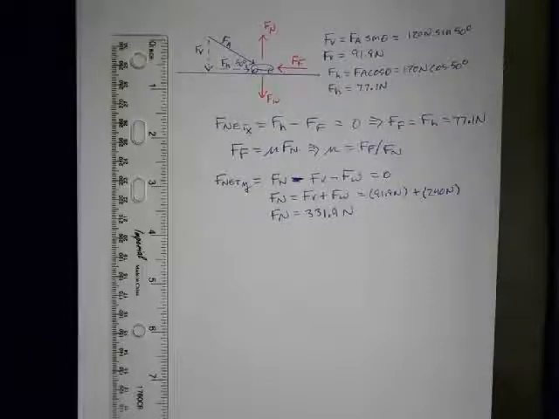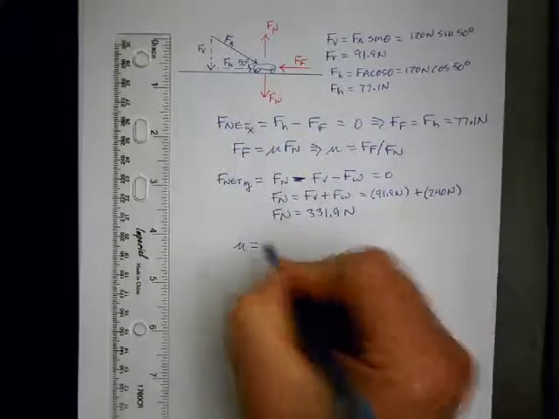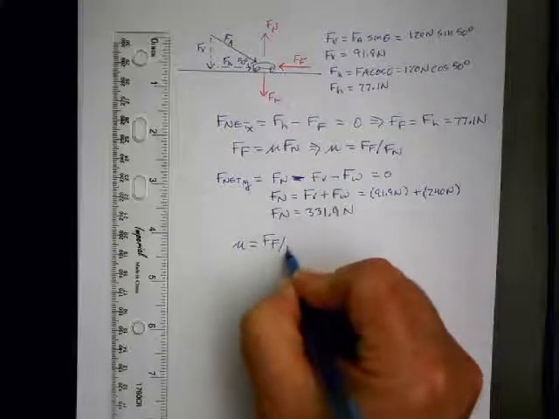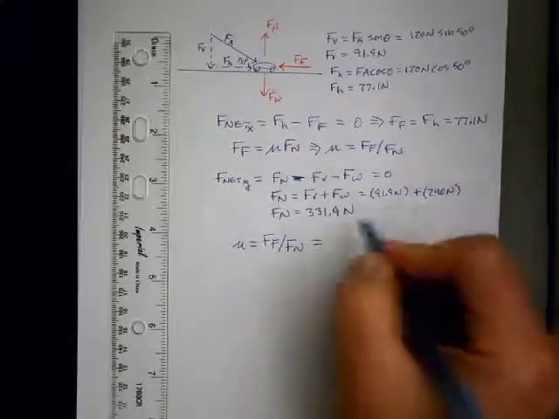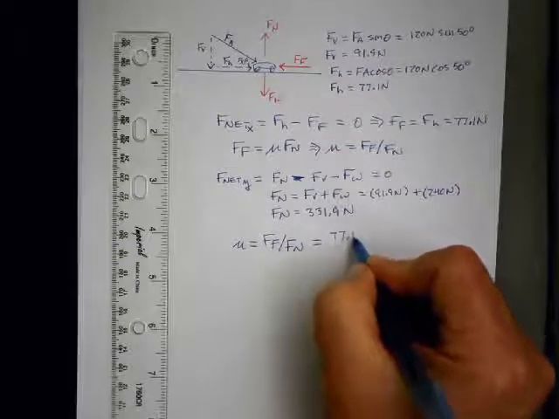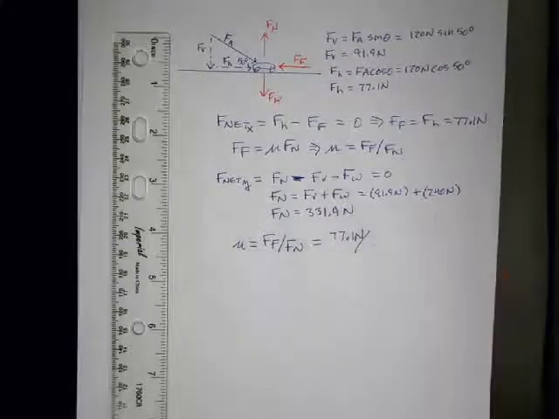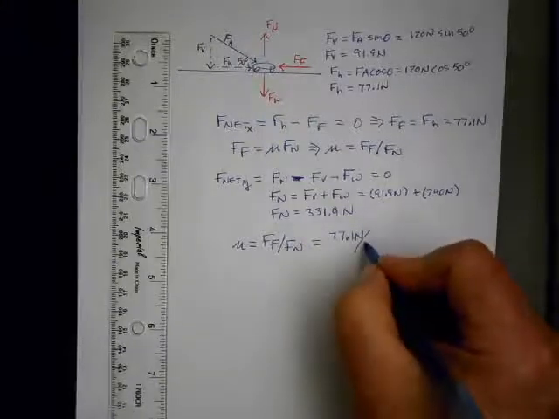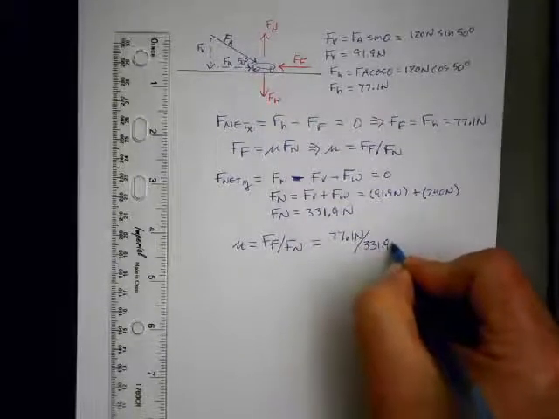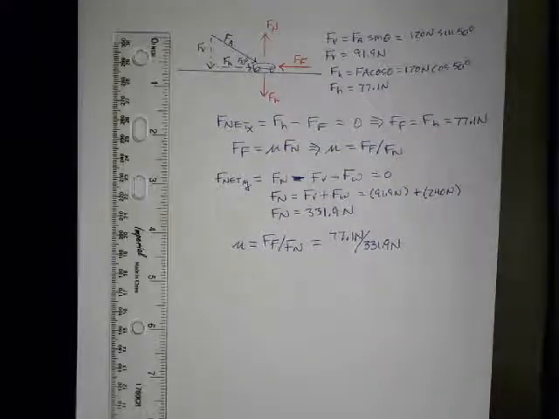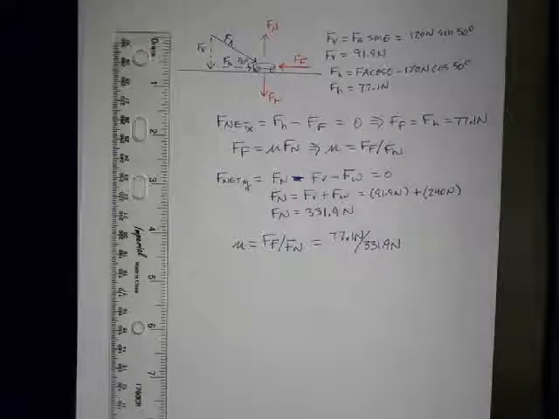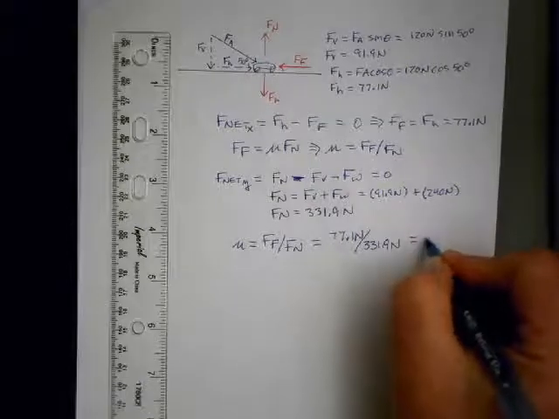So now I can do my mu. The FF is 77.1. The Fn, the 331.9. So there is our coefficient of friction.